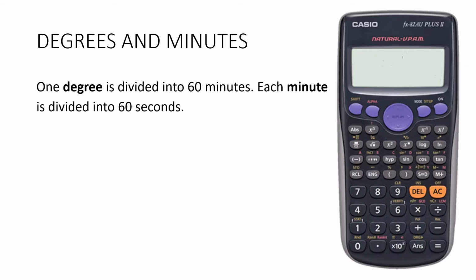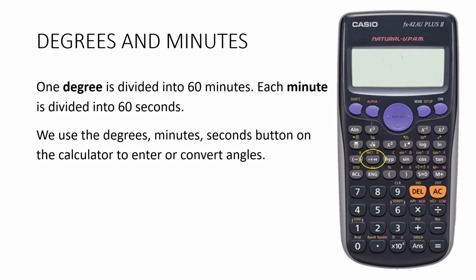Now angles are a little bit like time. 1 degree is divided into 60 minutes, and each minute is divided into 60 seconds. And we can use the degrees, minutes, seconds button on the calculator to enter or convert angles. Here it is here. On other calculators, you might see it written as DMS.